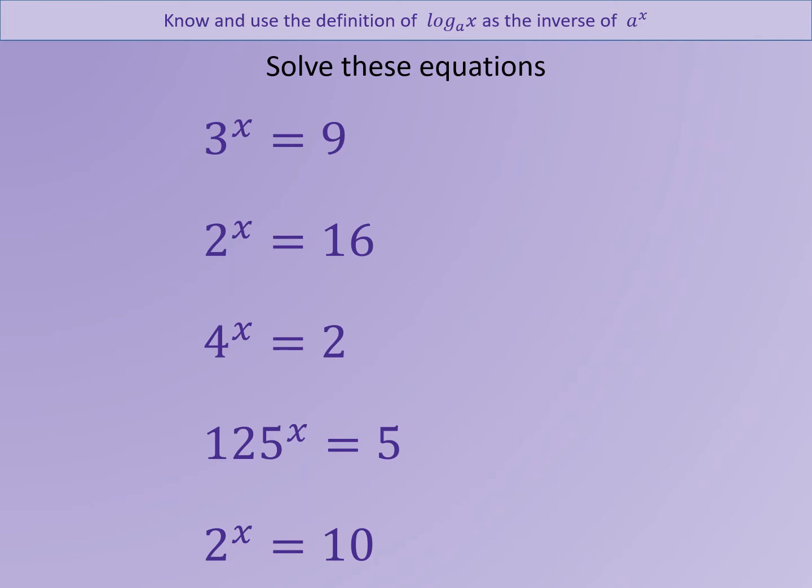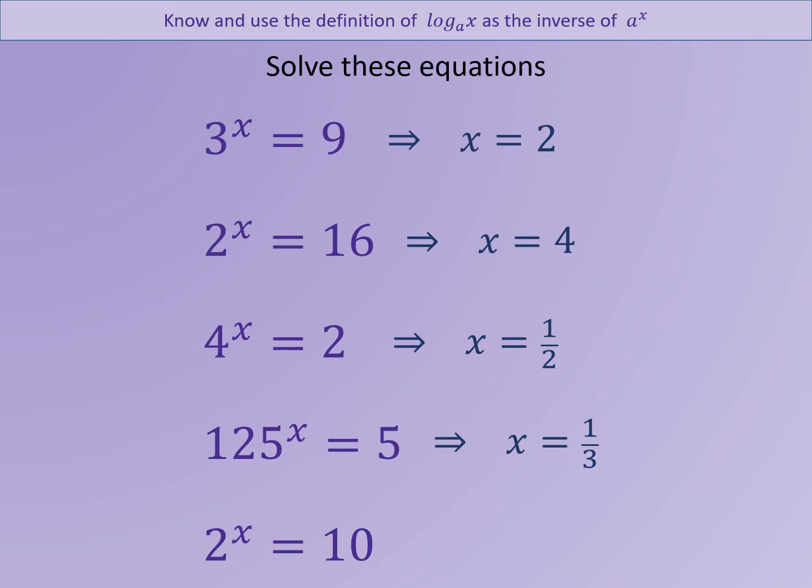Okay, good. So number one, x would be equal to 2 because 3 squared is 9. In number 2, x would equal 4 because 2 to the power of 4 is 16. On number 3, we have to start thinking about fractional indices. So 4 to the power of a half would equal 2 because a power of a half represents the square root. Number 4, we would need a power of x of a third because a third as a power represents the cube root, and the cube root of 125 is 5.